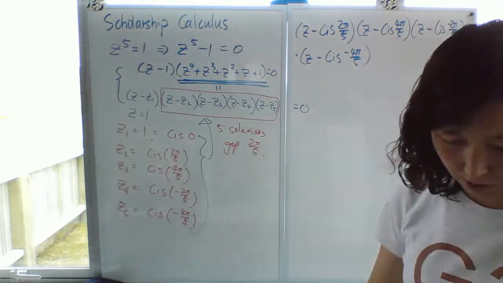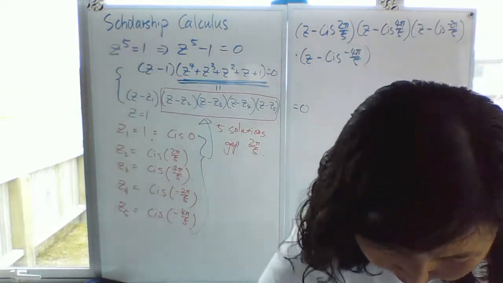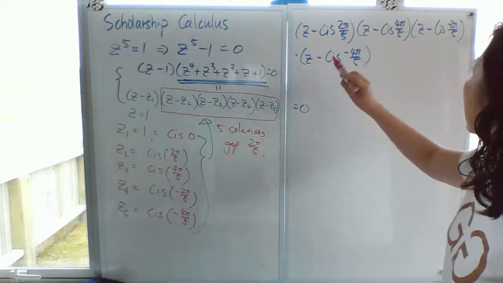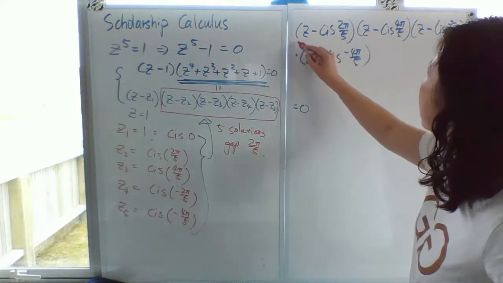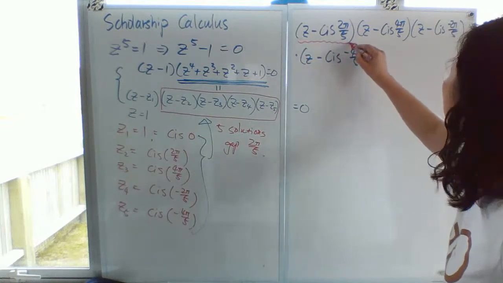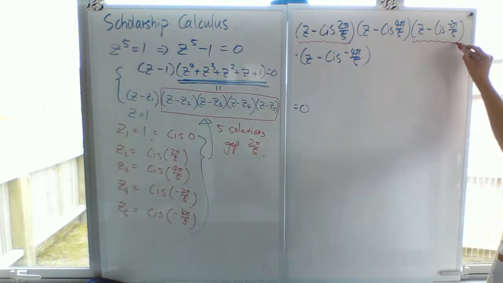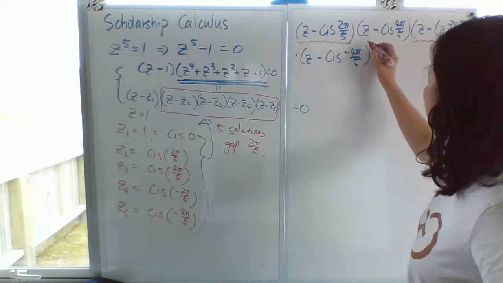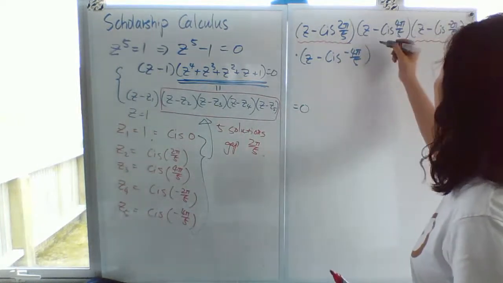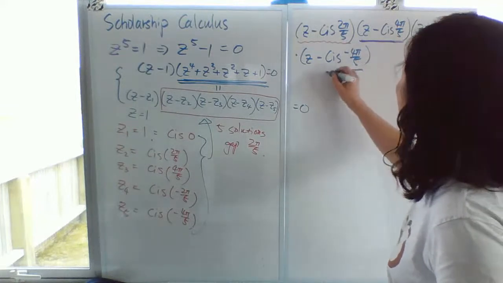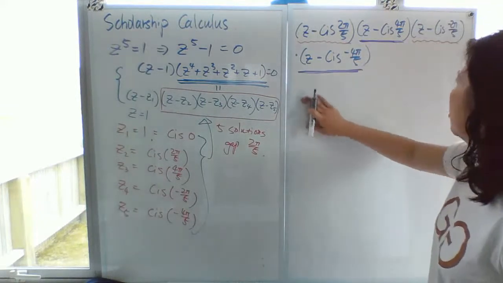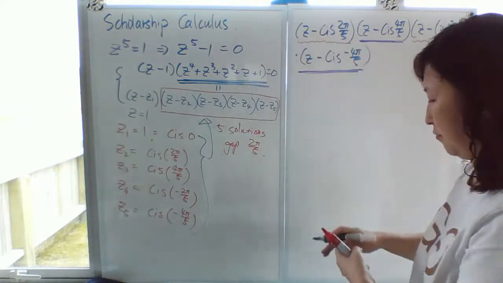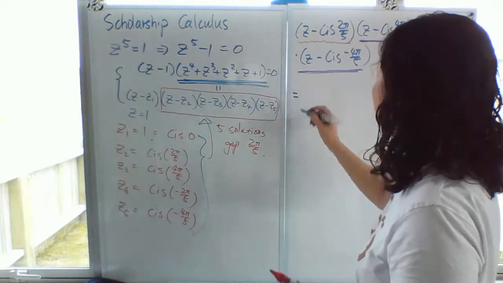Now what I want to focus on is looking for factors quite similar to each other. I have z minus cis 2 pi on 5, and I can also see z minus cis negative 2 pi on 5. Another pair, which I'm going to mark in a different color, is this one and this one here. Now I'm going to multiply these two, the red ones, together.